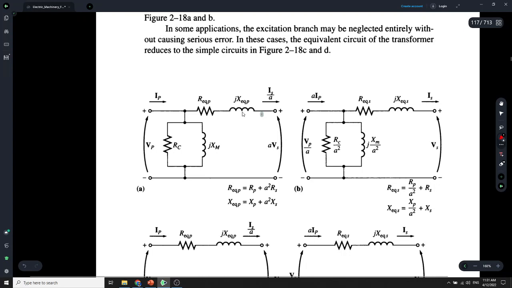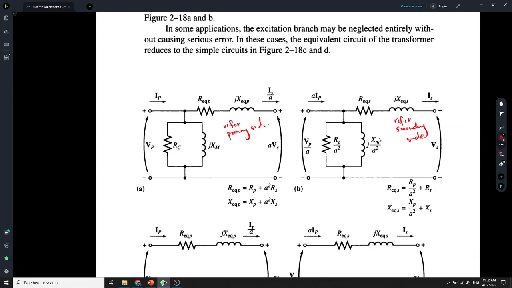So this is the equivalent combination for the primary side. This is the primary side, and this one is the secondary side. So this one is already referred to the secondary side, and this one is referred to the primary. So these are two different things.